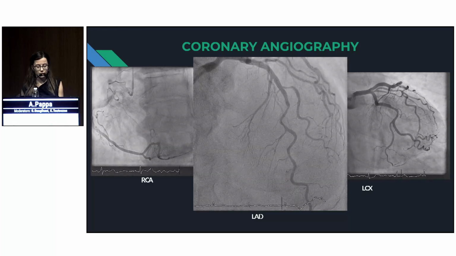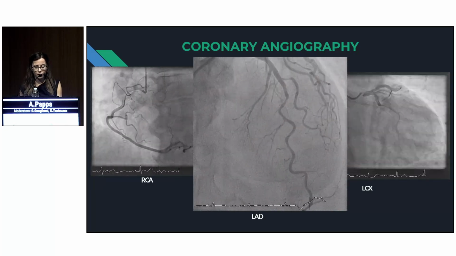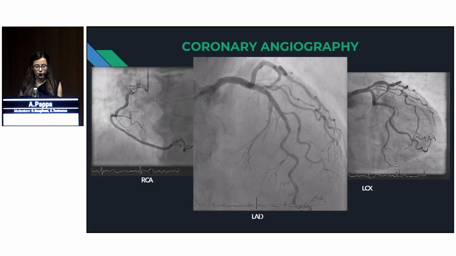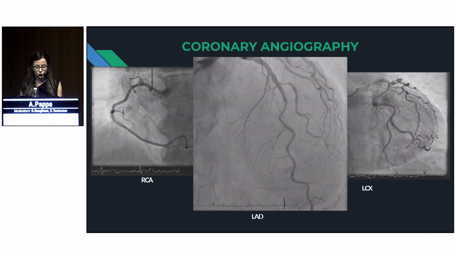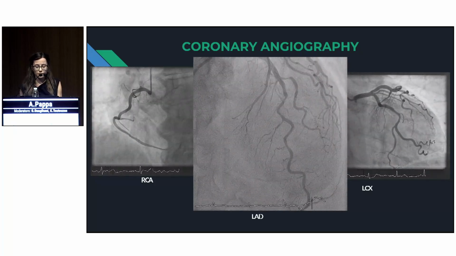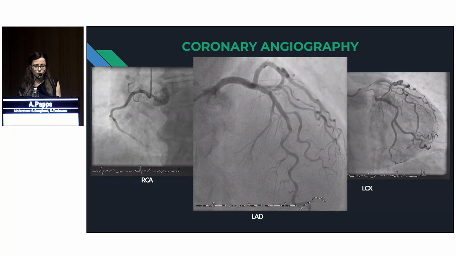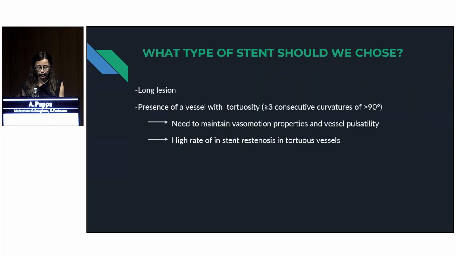And this is it. We can see that the right coronary artery and the left circumflex artery are normal, but there is a long, severe lesion in the mid portion of the LAD, and there is tortuosity at the site of the vessel. So we concluded that this is in accordance with the patient's symptoms and the stress echo, so we decided to treat this lesion.